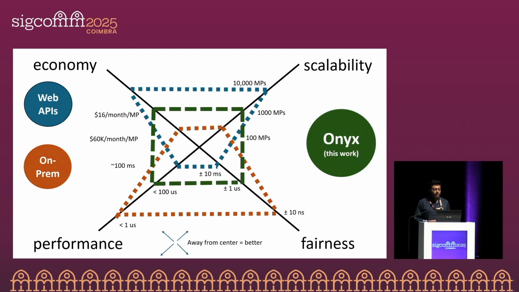So what this work really proposes is a new point in this design space where you get a bit of the performance and fairness guarantees of being on-prem with the economy and the scale of having something like a web API. So we really put forward this new point in this design space.